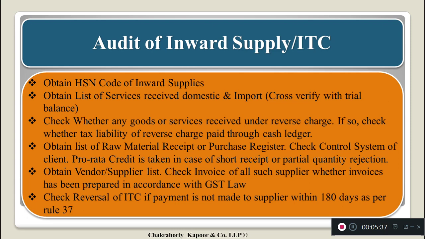Obtain the vendor or supplier list. Check the invoices of all such suppliers, whether invoices have been prepared in accordance with GST law, mentioning the GST number of the client. Check reversal of input tax credit if payment is not made to the supplier within 180 days as per Rule 37. For this, we have to obtain the aging report of suppliers from the client. An aging report is the report in which the number of days within which payment is made are mentioned.